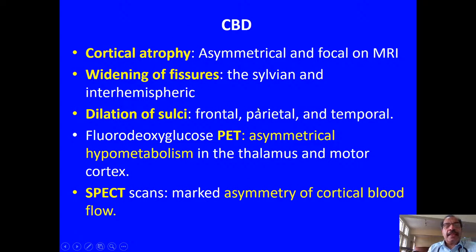If you do the evaluation, you will find there is atrophy of the cerebral cortex, which is asymmetrical. That is the reason why the clinical manifestations are more prominent on one side, and because of atrophy of the cerebral cortex, there will be widening of the fissures, and the sulci will be dilated. If you do a special investigation like PET, you will find decreased metabolism in the cerebral cortex because of atrophy. Again, if you do SPECT, you will find asymmetrical blood flow. Basically, it signifies there is significant asymmetrical involvement of the cerebral cortex. One side is more than the other.